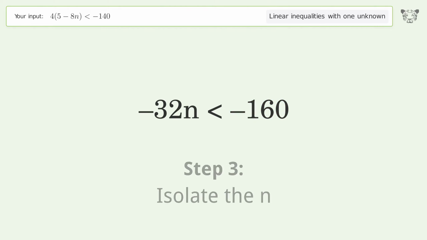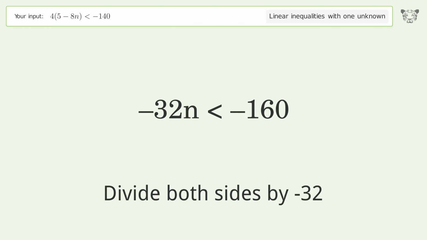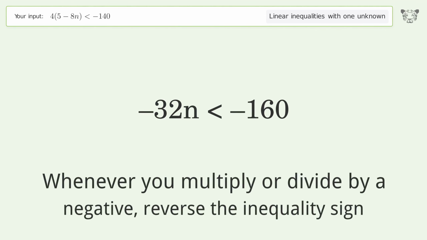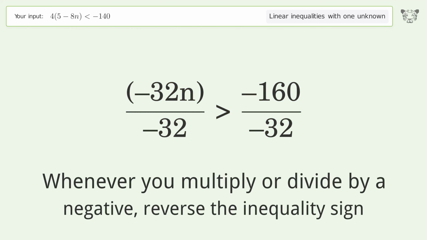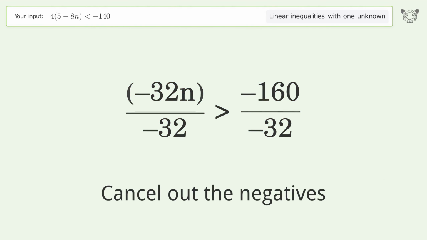Isolate the n. Divide both sides by -32. Whenever you multiply or divide by a negative, reverse the inequality sign. Cancel out the negatives.